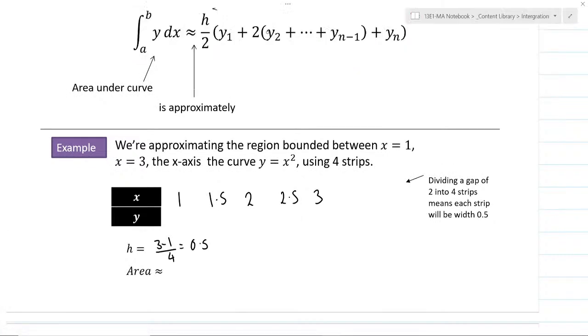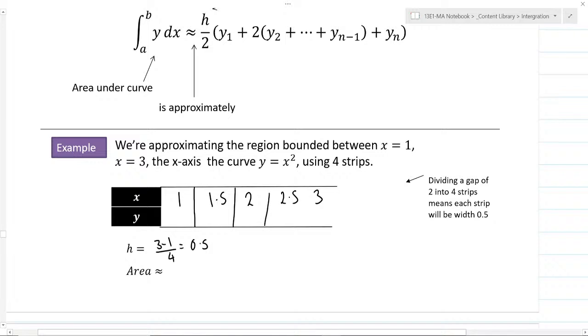So let's just tidy this up a bit. Then we've got to work out our y values. How do I work out my y values using y is equal to x squared? I'm literally just going to square each of them. So it's going to be 1. What's 1.5 squared? What is it? 2.25. 2 squared is 4. 6.25, is it? 6.25 and then 9.